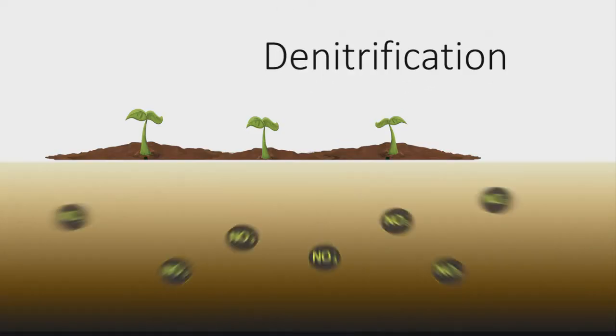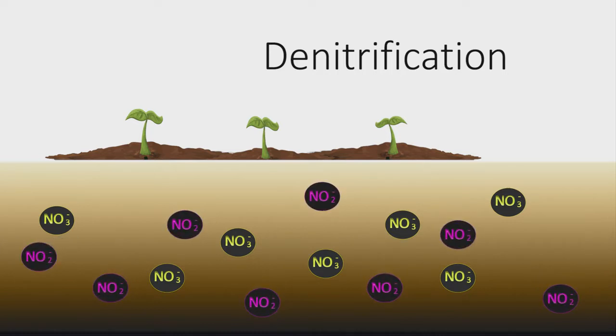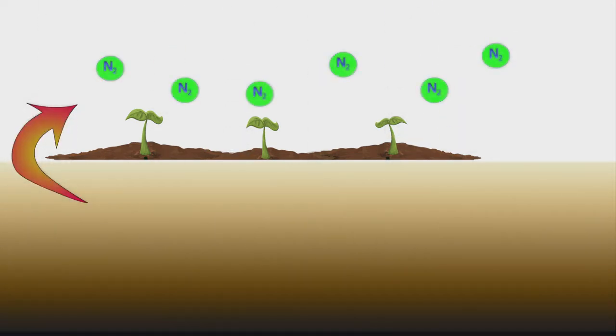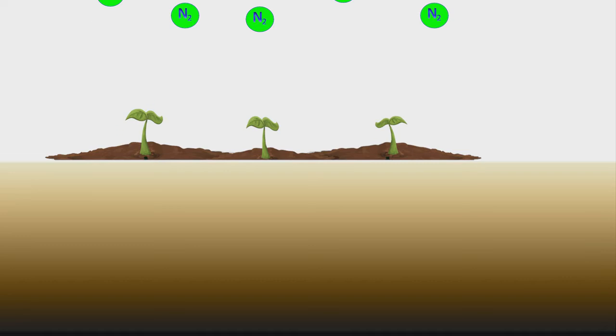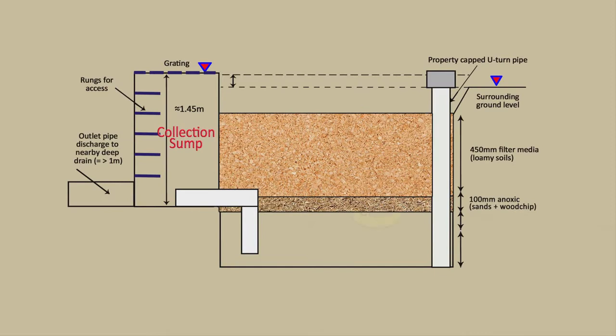Denitrification removes nitrate, or NO3-, and nitrite, NO2-, that are constituents of the infiltrating water and transforms them into nitrogen gas that can be released to the atmosphere. A reaction could look something like this. In this case, the CH2O is a generic carbon source that is represented by the wood chips.